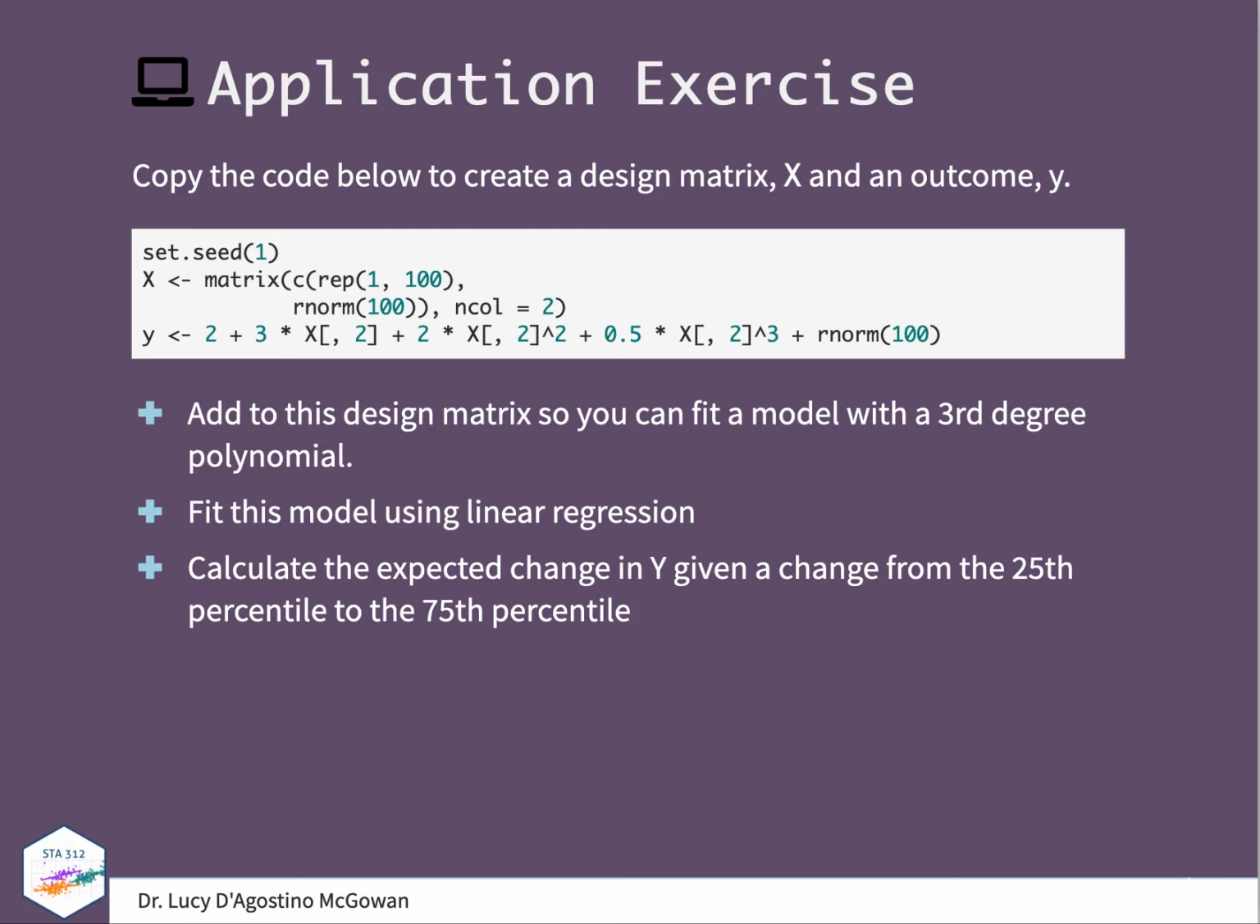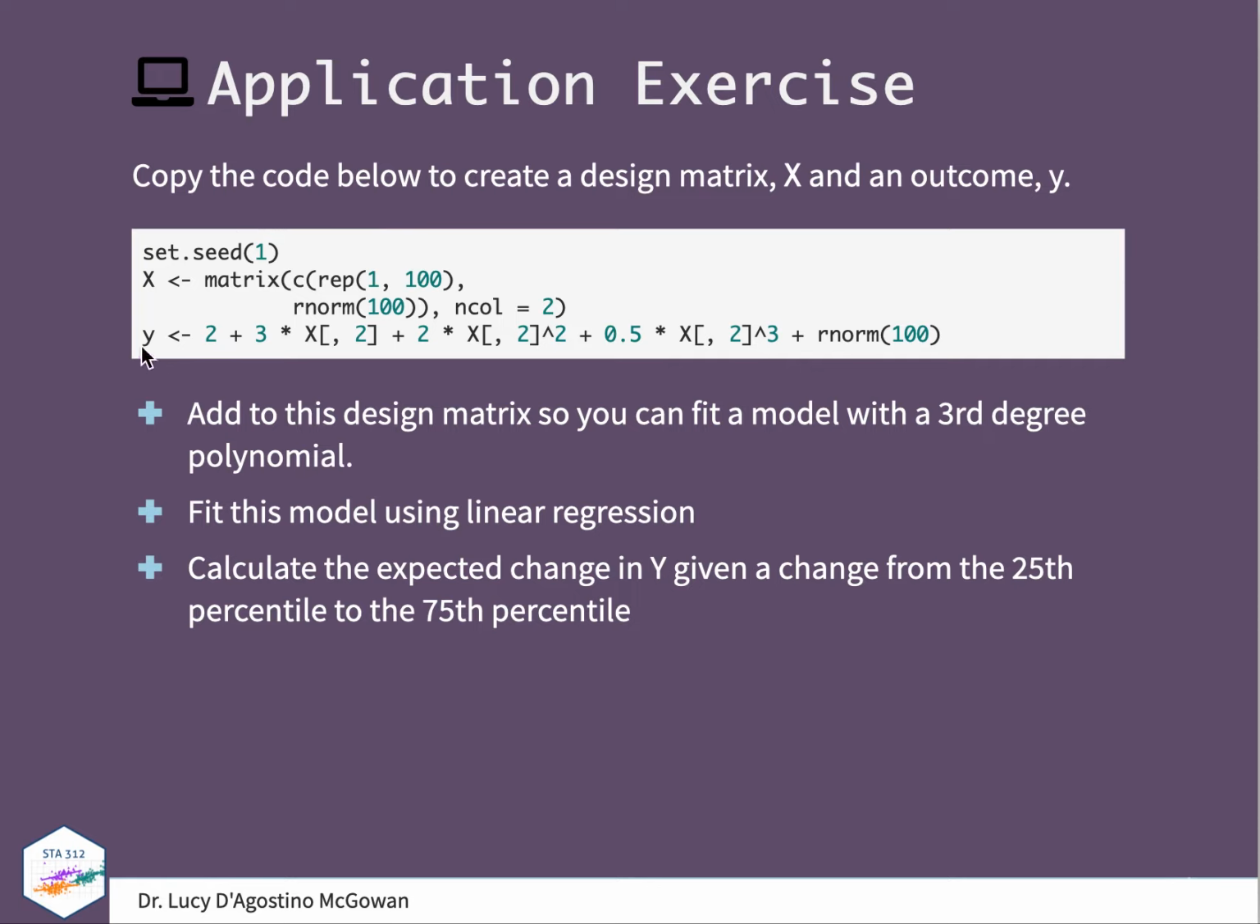All right, so what I want you to do is copy the code below to create a design matrix X and an outcome Y. This code is basically going to generate, first, a vector of 1s for my design matrix. And then our X term, our predictor, I've randomly generated from a normal distribution. So I'm randomly generating 100 values here. So this design matrix is going to have 100 rows and 2 columns. So just go ahead and copy this code. This is in your application exercise. You can also get the slides on the website.